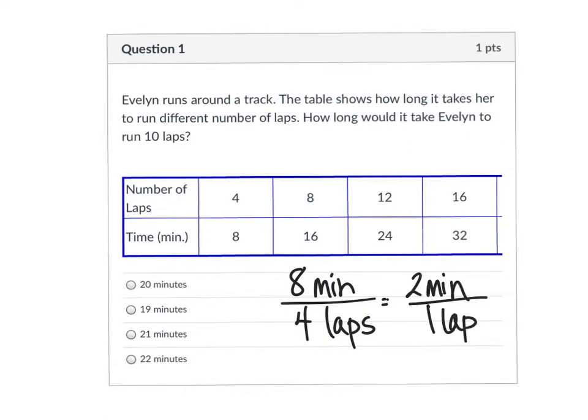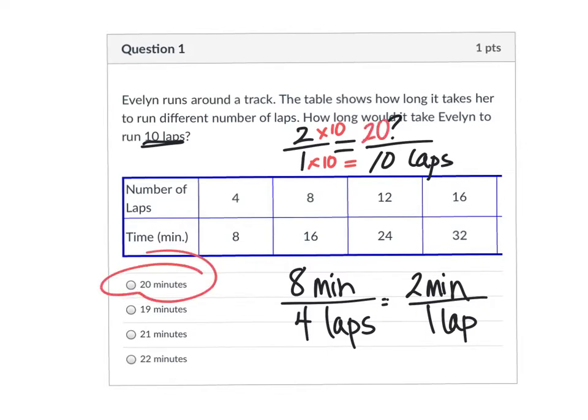So if I need to figure out how long it's going to take her to run 10 laps, in my question, I'm going to set up 2 equivalent ratios, so my 2 to 1, my unit rate, and then I'm trying to solve for 10 laps. So I need to figure out this missing number. I can think 1 times 10 equals 10, so 2 times 10 will give me my answer. 2 times 10 is 20. It will take her 20 minutes.